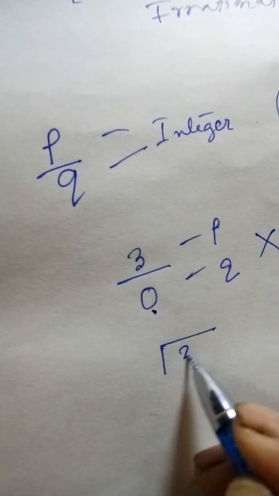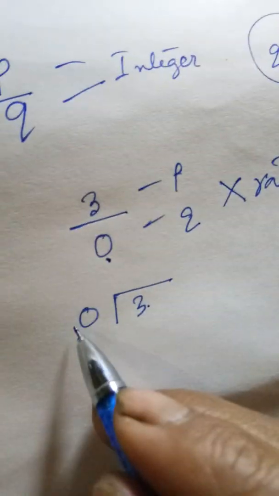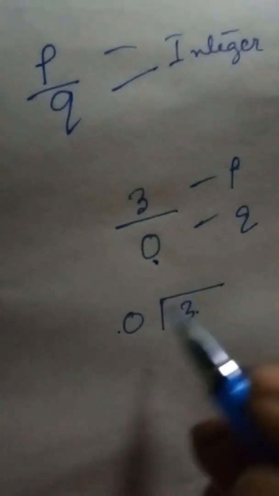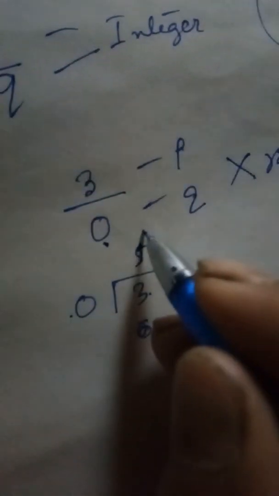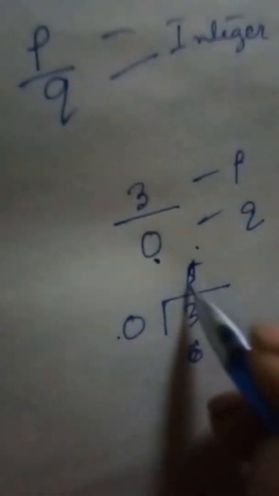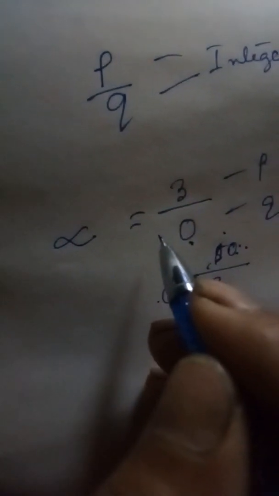You just look, 3 by 0 means when 3 is divided by 0, then 0 goes into 3 how many times? 0 ones are 0, 0 fives are 0. It will never reach 3 if you take many times. 0 tens are 0, 0 hundreds are 0. It will be infinite, no fixed number. So this kind of number is not defined.